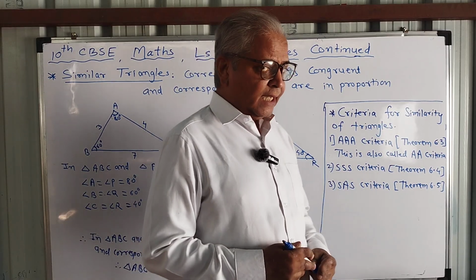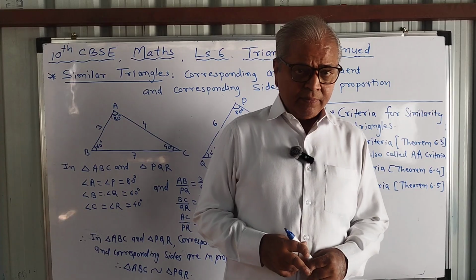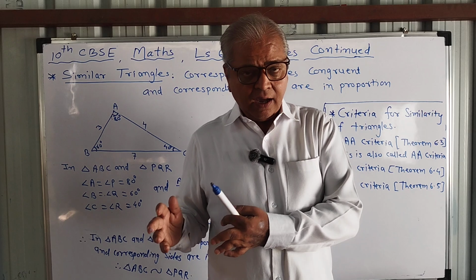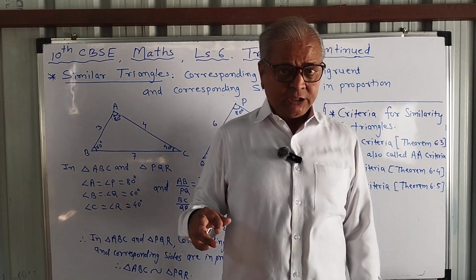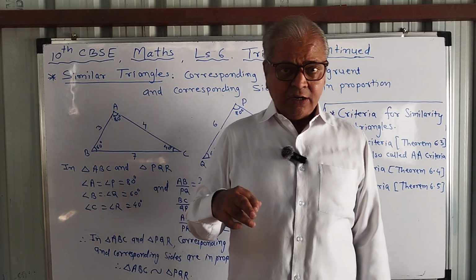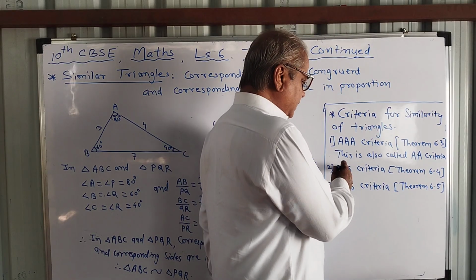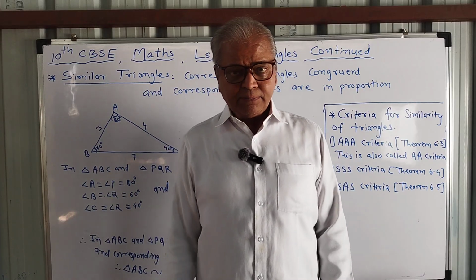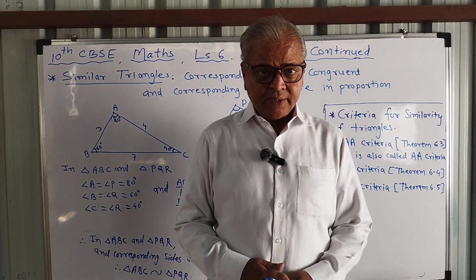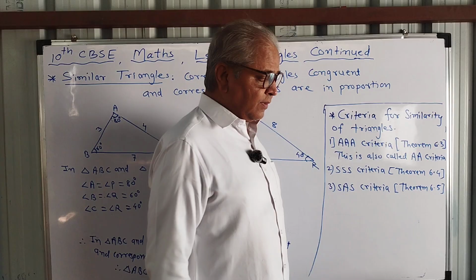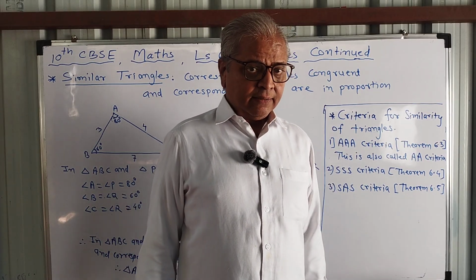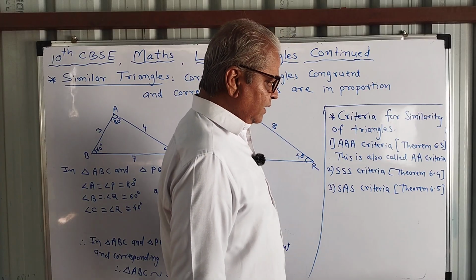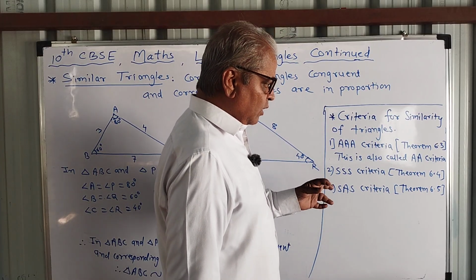And the last one is the SAS criterion. If two sides of one triangle are in proportion with two sides of another triangle, and the angle included between those two sides is congruent with the corresponding angle of the other triangle, then by the SAS criterion the two triangles are similar. So only these three criterions we are using while solving similar triangle problems or questions.